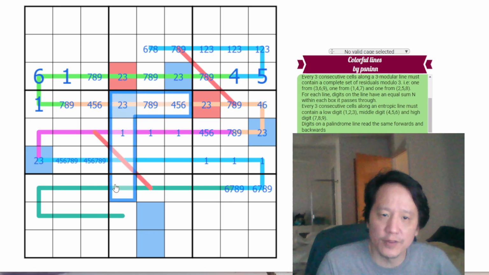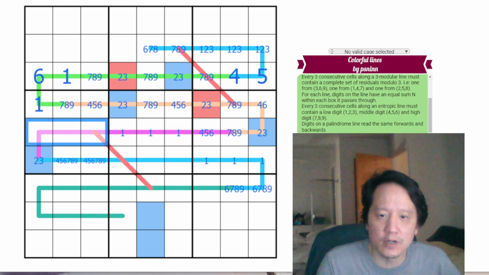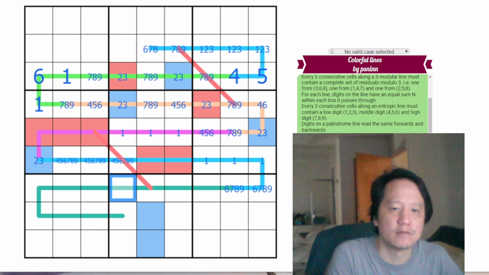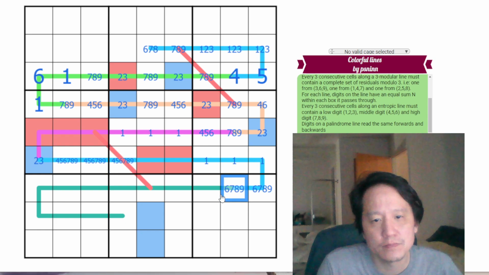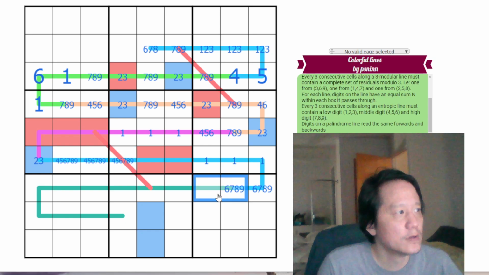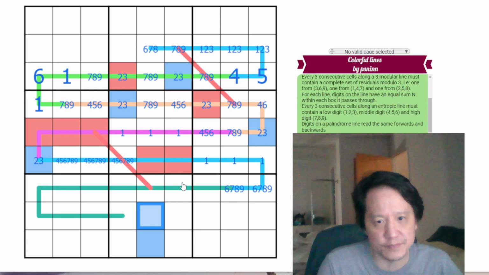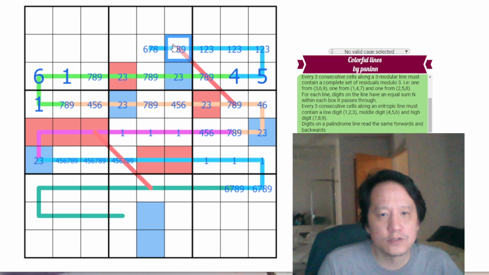Red, we don't know anything about, right? Red has to be somewhere along here, and then somewhere one of these two. So this is also 4, 5, 6, 7, 8, 9. Okay. And this is a modular 3 line. Okay. So the 9 is one of those two. Okay. This is the same.